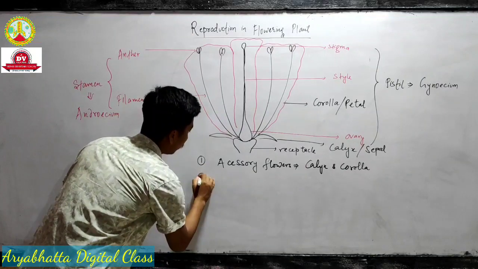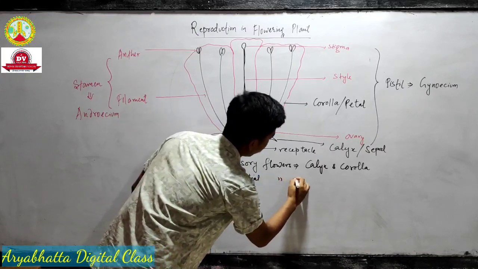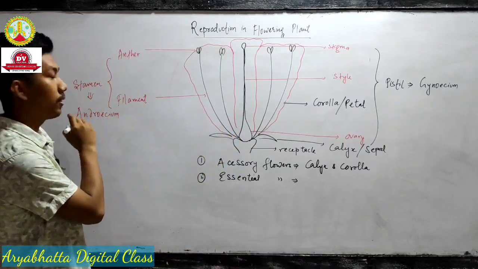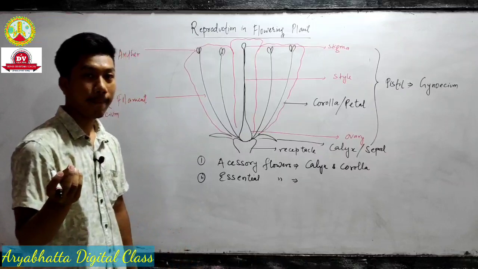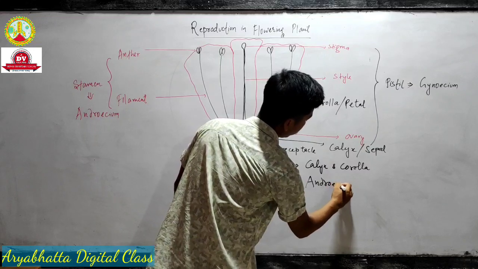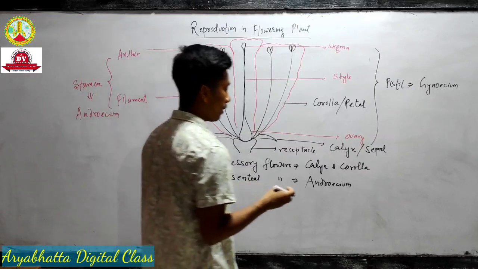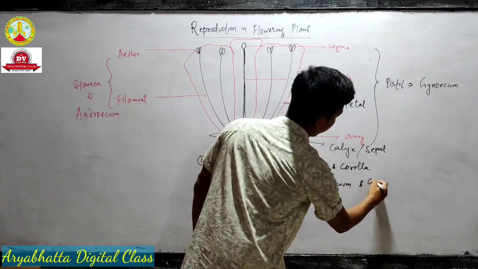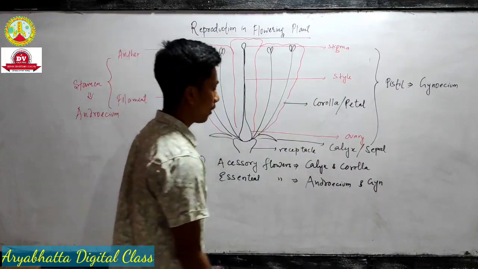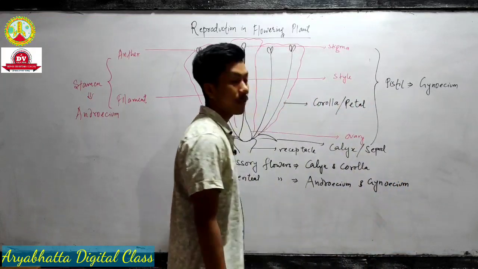Remember, the next one is known as essential flower. Which structures are considered essential? That is the gynoecium and androecium. You can write pistil or stamen. When we talk about androecium, that means stamen. Stamen means anther and filament. And when we talk about gynoecium, that means pistil. And pistil means stigma, style and ovary.